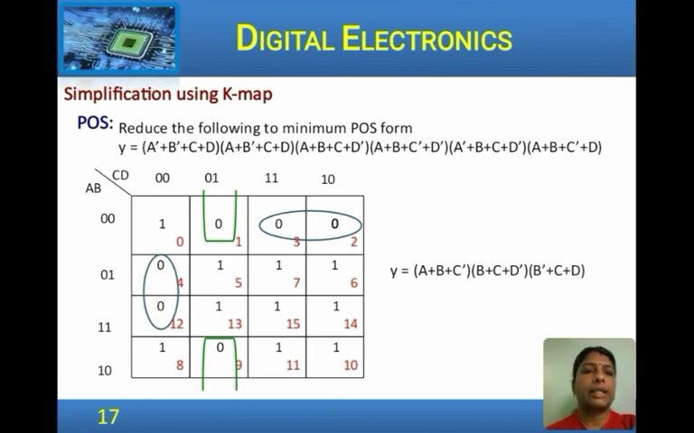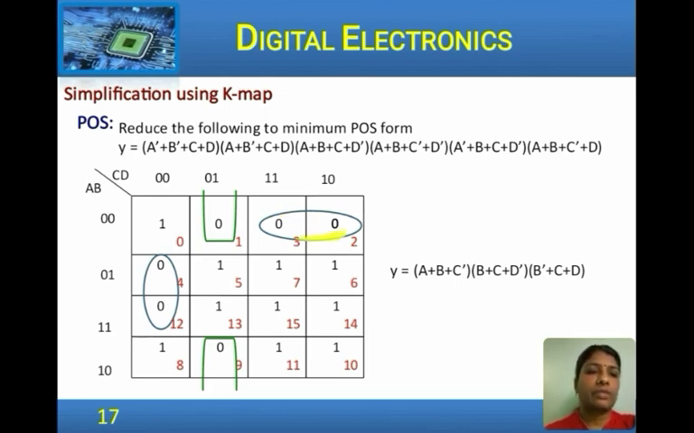And similarly, the next term is equivalent to A dash B, C dash, D dash. So fill it with a 0 because for a max term the equivalent value is a 0. So similarly, fill up all the outputs in a cell of the K map. Now group the zeros and we get the max terms. So group the zeros and directly write the max terms, or write the min terms and complement them.